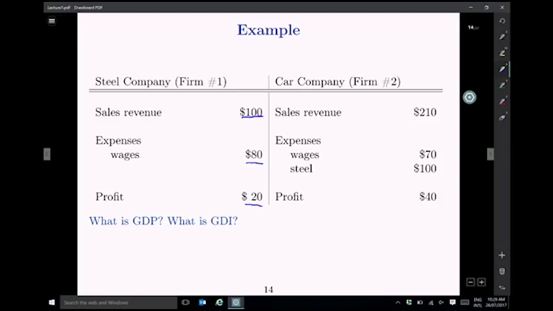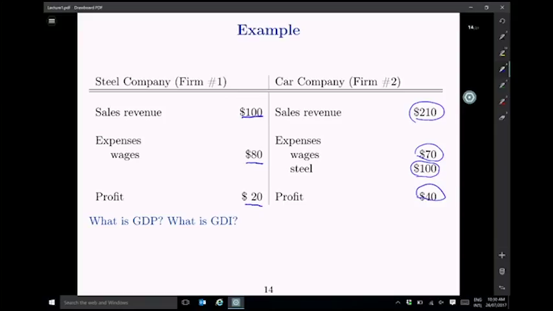What about the car company? Well, to produce cars, you need to buy steel as an intermediate input. In this case, the car company spent $100 as expenditure to buy steel from the steel company. And total sales revenue here is $210. $70 goes to wage payment for workers who work in the car company. The rest, $40, is the profit accrued to the firm owner of the car company.